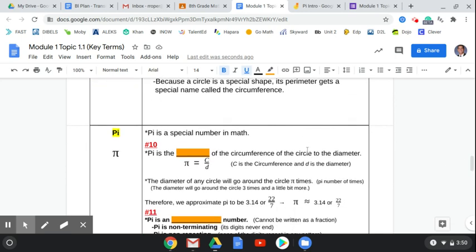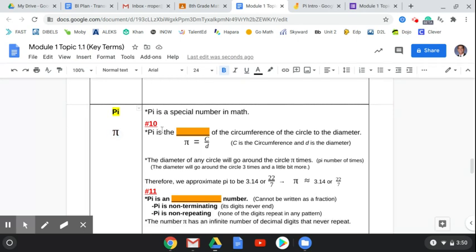Okay, next I'm going to introduce you to pi. P-I, not P-I-E, not pie as in what you eat, not apple pie or pumpkin pie or whatever kind of pie is your favorite. This is pi. Pi is a special number in math. And this right here is the pi symbol. That's what pi looks like as a symbol.